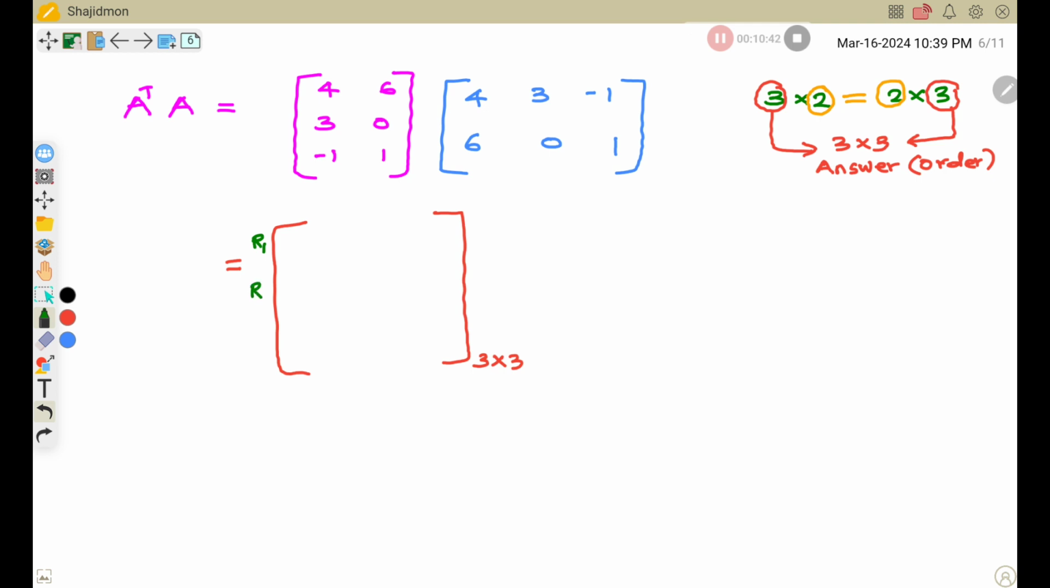First row, second row and third row. First column, second column and third column, correct? It is the 3 by 3 matrix. Now what are the numbers we need to calculate?